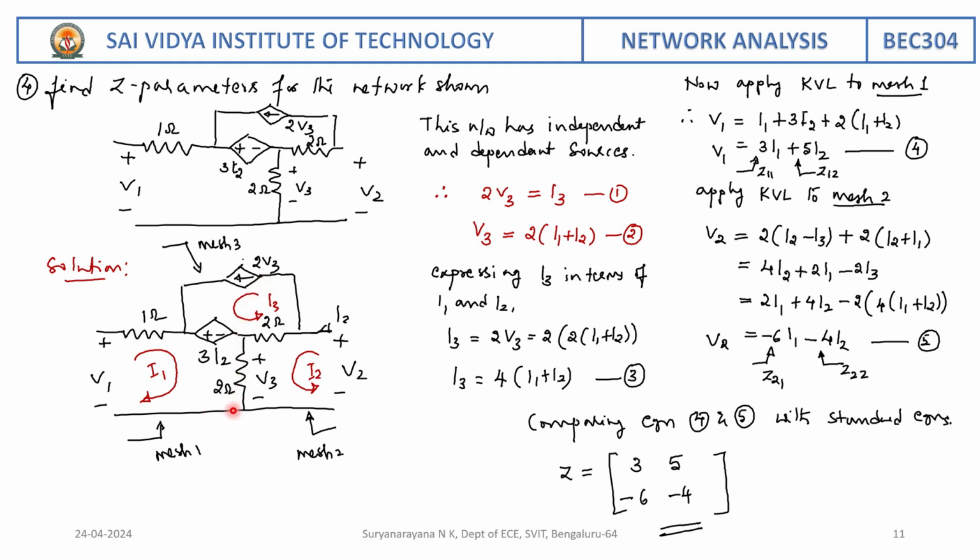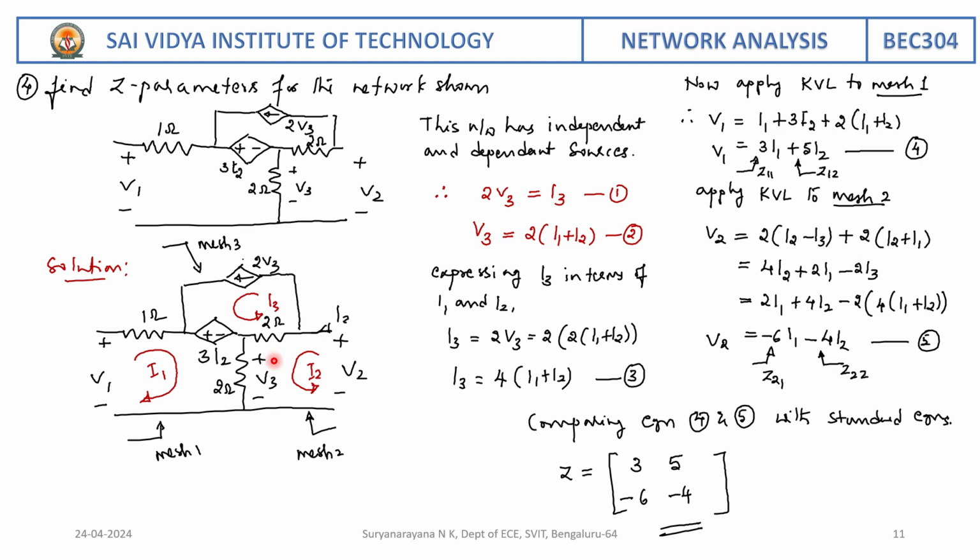At the same time, we are going to see the voltage across resistor 2 ohm is V3. But what is V3? V3 is given by the product of current flowing and the resistance. That is, resistance is 2 ohm and two currents are in same direction. Therefore, I1 plus I2. So now get the expression for I3. I3 is equal to 2V3. Substitute V3 here. So we are going to get expression for I3 is 4 into I1 plus I2.